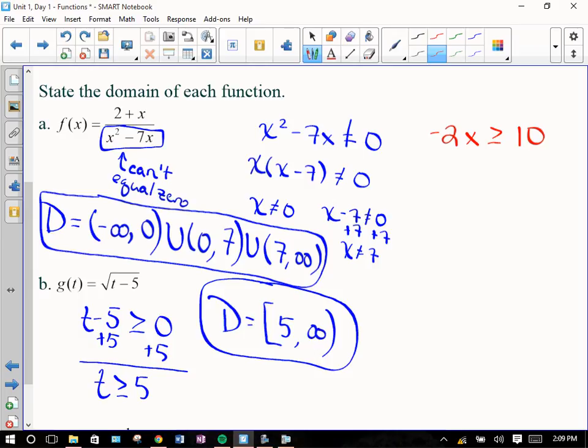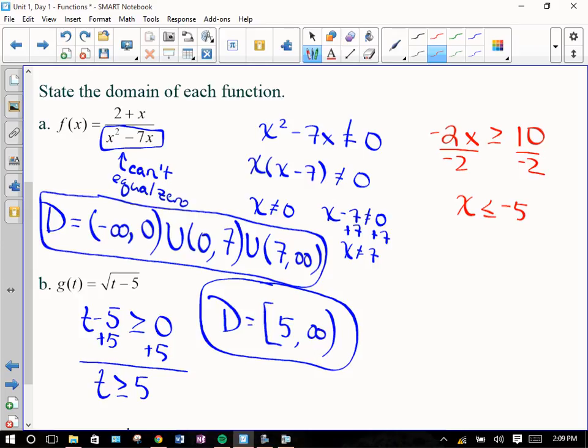You guys know what you're supposed to do? If I divide by negative 2. So when you're working with an inequality, if you have to divide by or multiply by a negative number, you have to switch the sign. So it would be x less than or equal to negative 5.